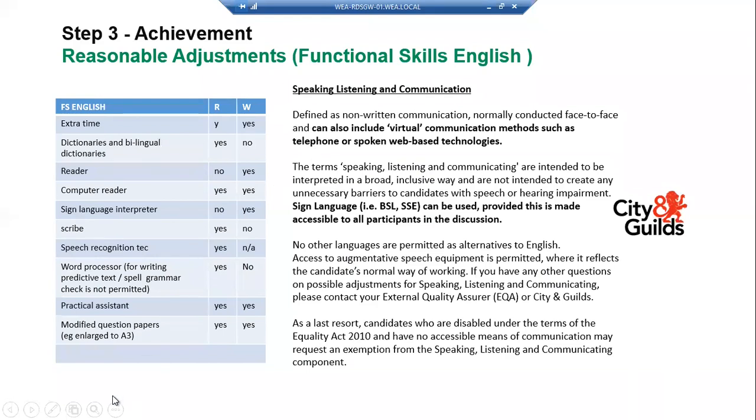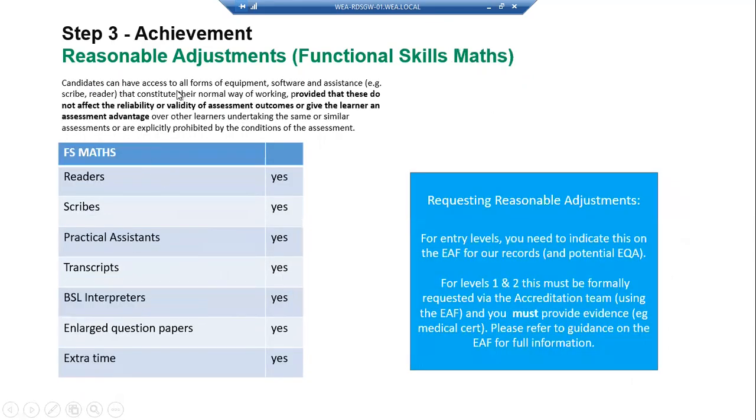Again, we've got more information here on the reasonable adjustments. I'm just going to skim through it. Right, okay. So this is the functional skills one, again just lifted from the handbook. So the different allowances there. Defined as non-written communication, it can include virtual communication. But all this is in the guidance handbook. And then again for maths as well, what's allowed.